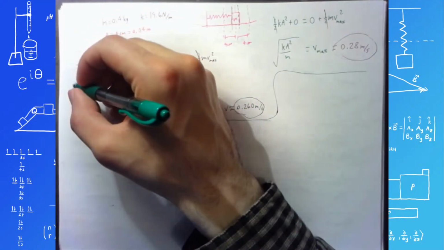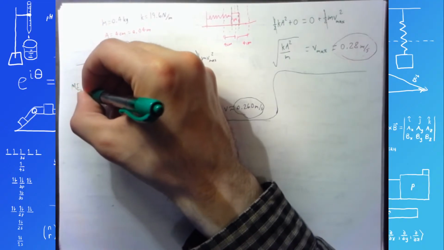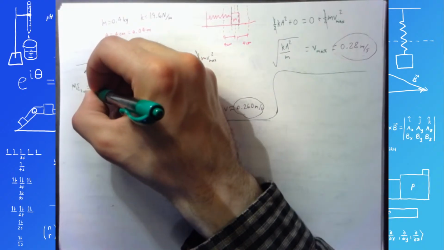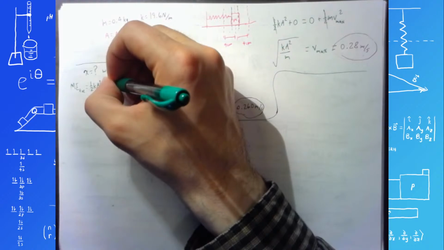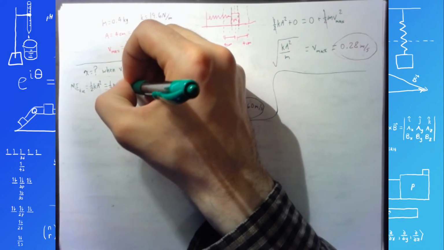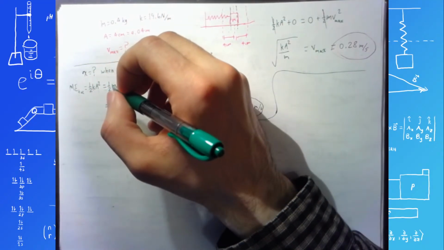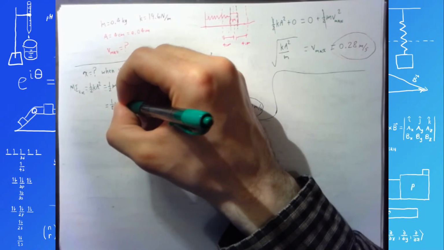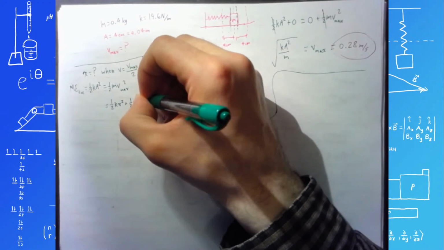So the total mechanical energy, we can set it equal to all potential energy. We can put all of it into potential energy and call it 1/2 ka squared, or we can put it all into kinetic energy and call it 1/2 mv max squared, or we can have it shared perhaps evenly, perhaps not so evenly between the two. 1/2 kx squared plus 1/2 mv squared.